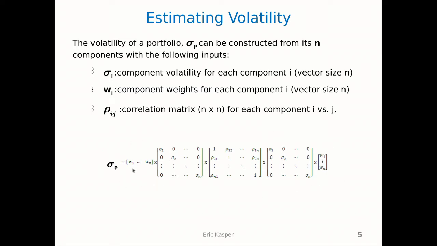So if we take the 500 weights, the 500 volatilities, the 500 by 500 pairwise correlations, we multiply all that together, we will actually get a single scalar value. And that's the calculation I want to do.